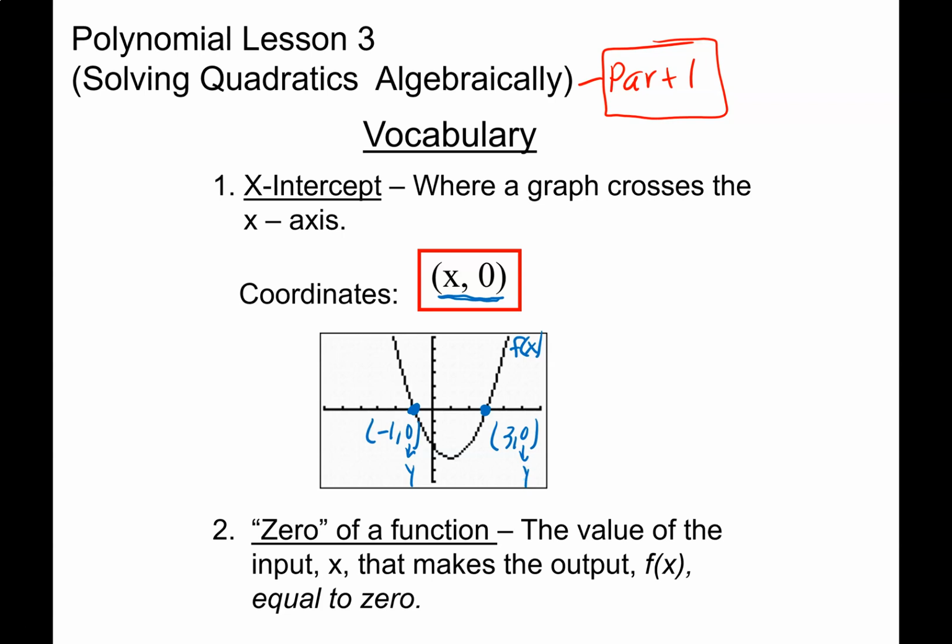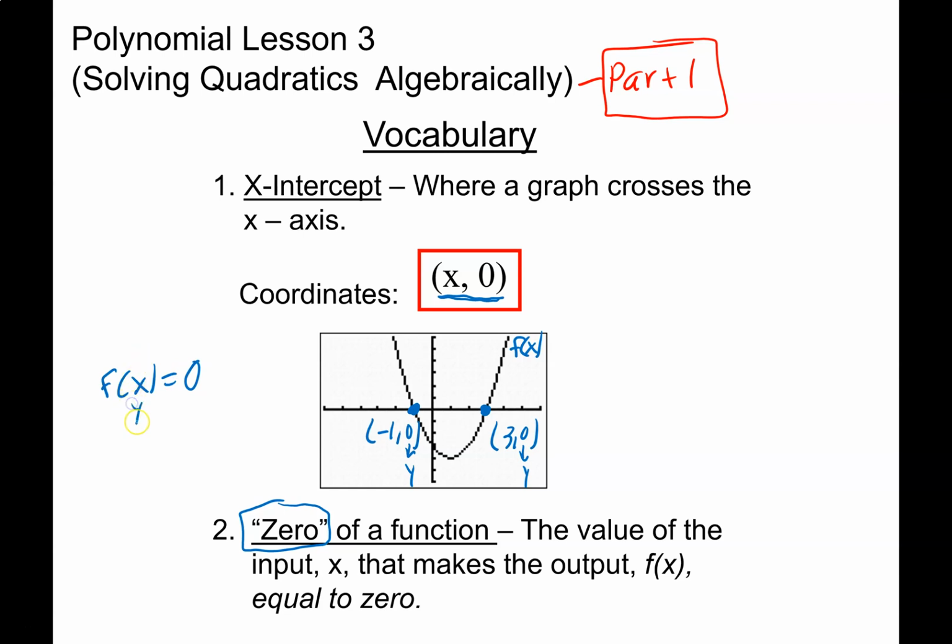So when you have an x-intercept, whether it crosses at those 2 points or here, or whatever the case may be, they're going to give you some value for x and then always 0 for y, which brings about our next term here, a 0 of a function. By definition, it is the value of the input x that makes the output f of x equal to 0. So in other words, it's what makes f of x equal 0.